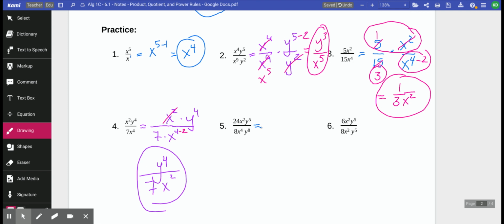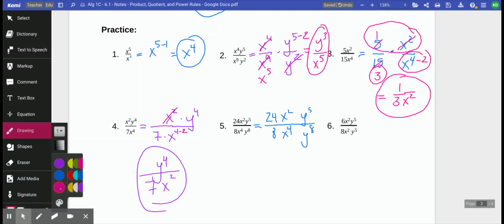All right, same thing. I'm going to kind of split this one up. So I'm going to put 24 over 8, x squared over x to the 4th. Oh, we've seen that one a lot now. y to the 5th over y to the 8th. And now we're going to do our quotient rule.